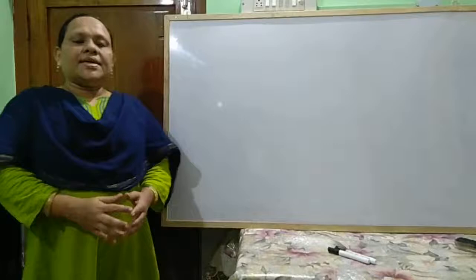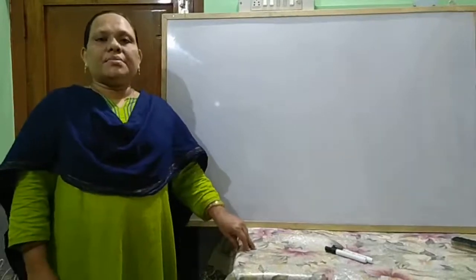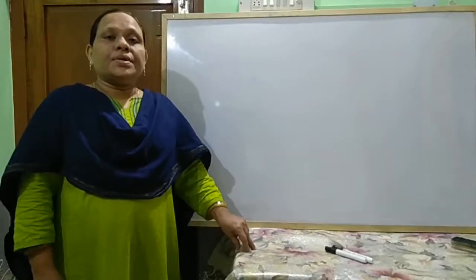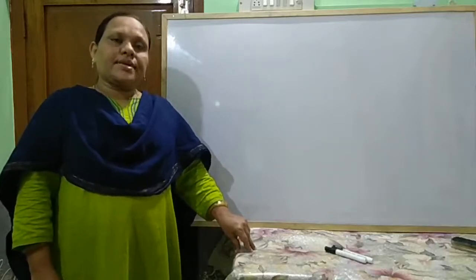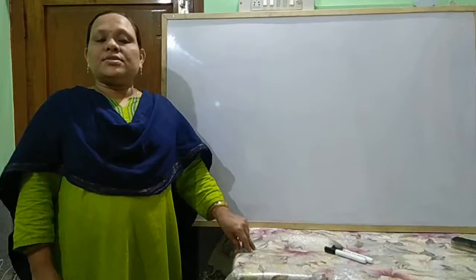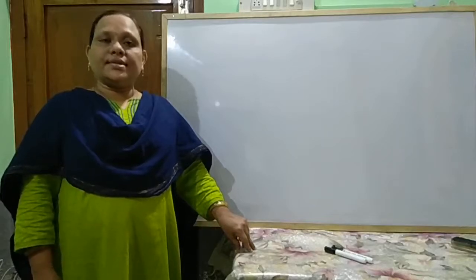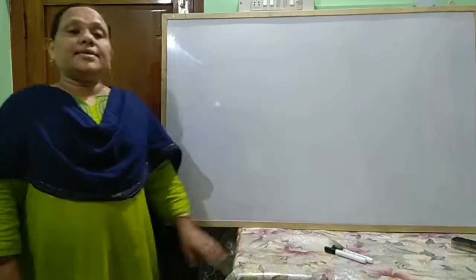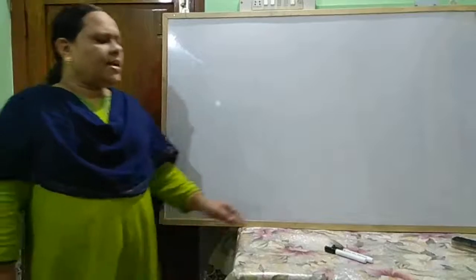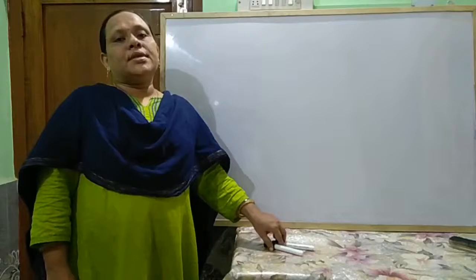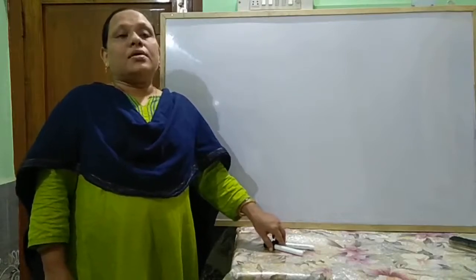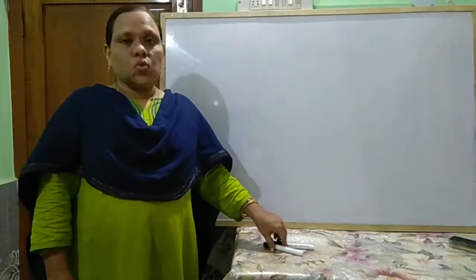Hello students, last class we studied chemical kinetics. Here, we covered what the rate of reaction is and the types of rate of reaction, that is instantaneous rate and average rate. We also discussed the different types of reactions, that is instantaneous reaction, moderate reaction and slow reaction.